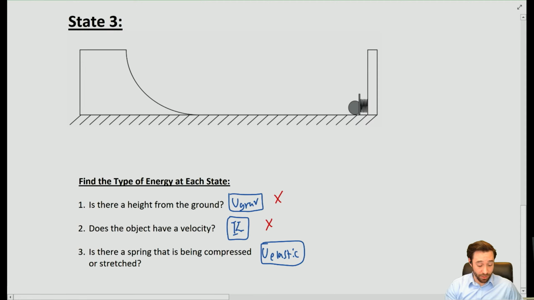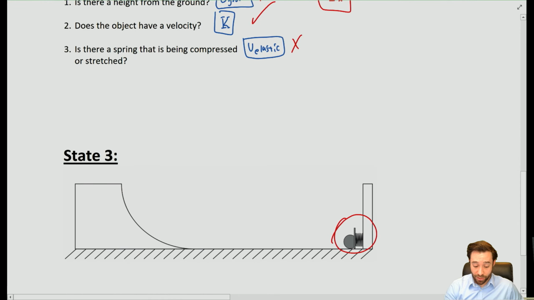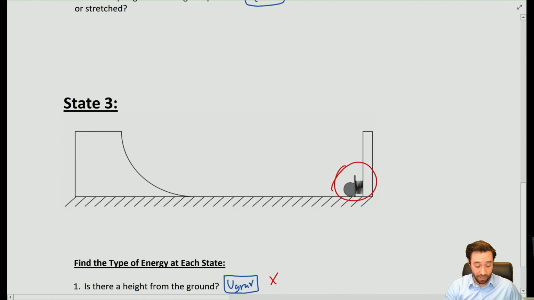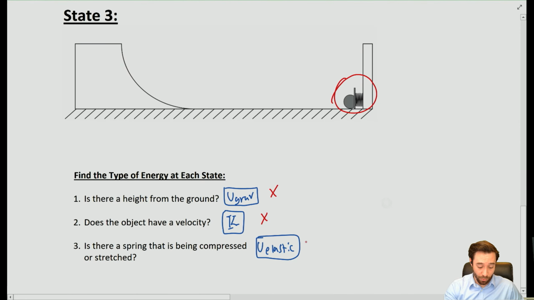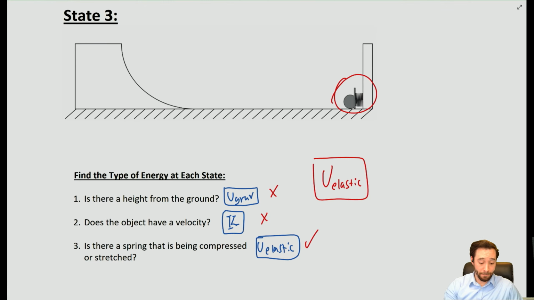And the third question is there a spring that's being compressed or stretched? Obviously, yes, there is. Because this is what the spring looked like before. And the spring is obviously being compressed at this state 3. So we do have elastic energy. So U, elastic. Is there any confusion so far? Okay.